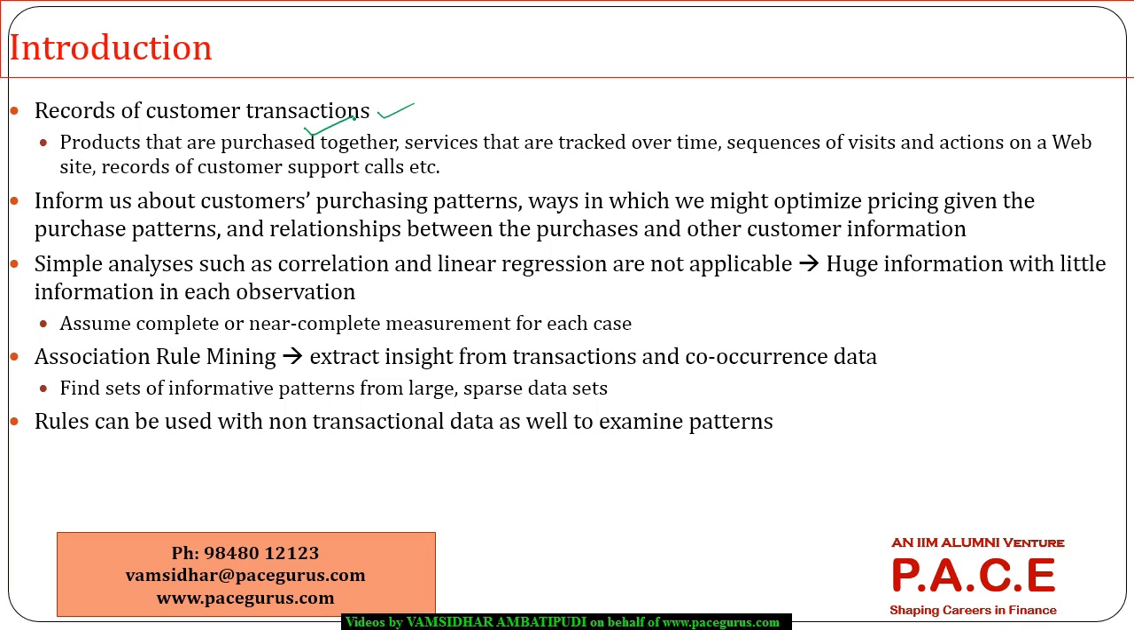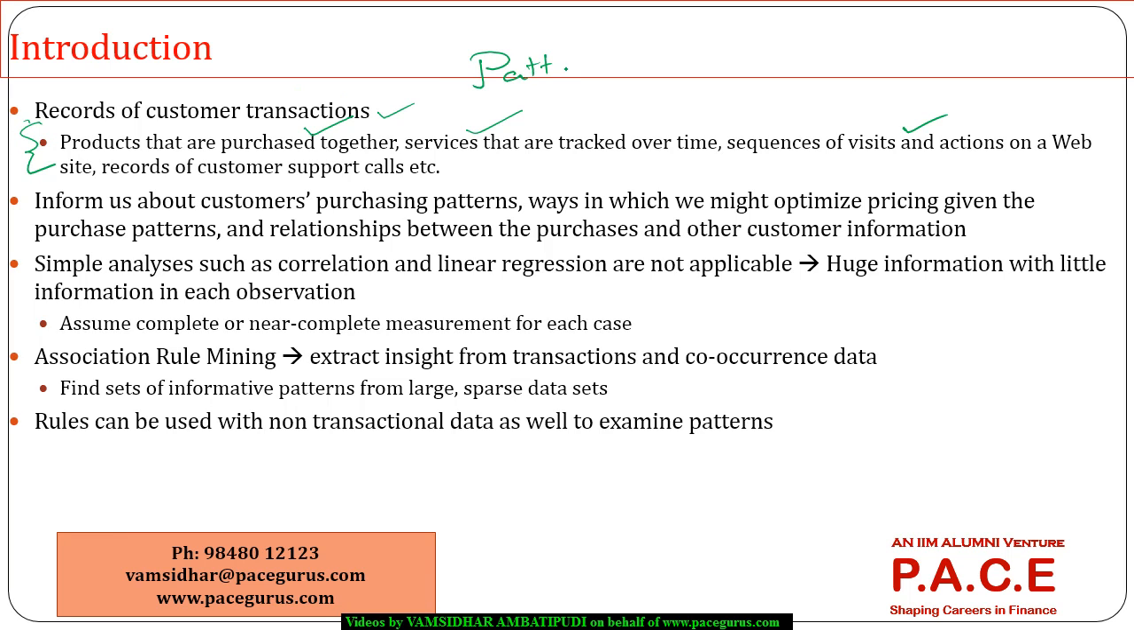If I look at all the transactions that have happened on Amazon, they can have different kinds of products that people have purchased together, and services that are tracked across time. I keep browsing a few websites one after the other, so based on my browsing behavior, a sequence of visits is created, along with different customer support calls. So data-wise, there is a huge volume of transaction data captured by organizations. Now, when I am talking of association rules, I want to understand the patterns in all these things.